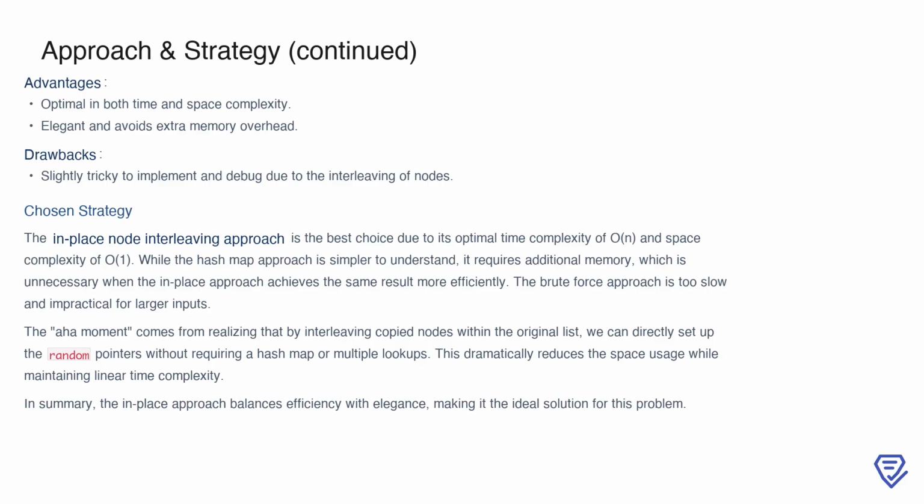The most important realization here is that by leveraging the structure of the original list, we can set up the random pointers without the need for external data structures like a hash map. This insight reduces space usage dramatically while maintaining linear time complexity. Ultimately, the in-place approach strikes the ideal balance between efficiency and elegance, making it the preferred solution for this problem.